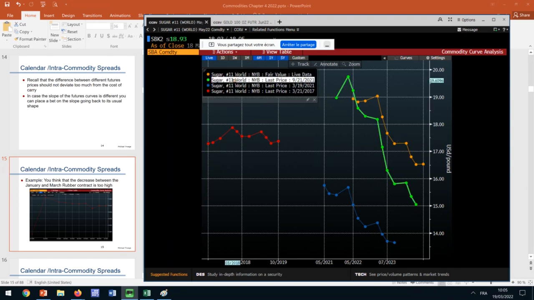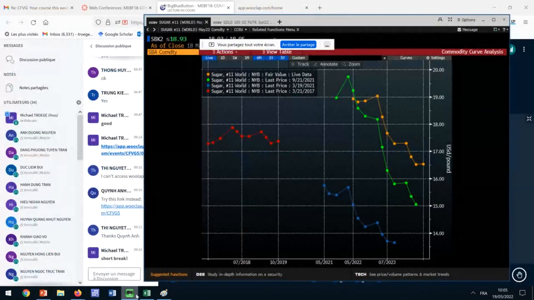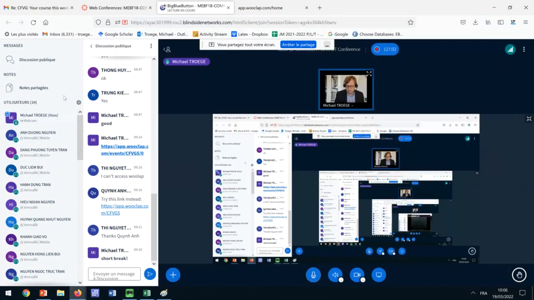What would we need to do to benefit from a flattening shape, but not suffer if sugar prices go up or down? Okay, but we can do this with an intra-commodity or calendar spread.